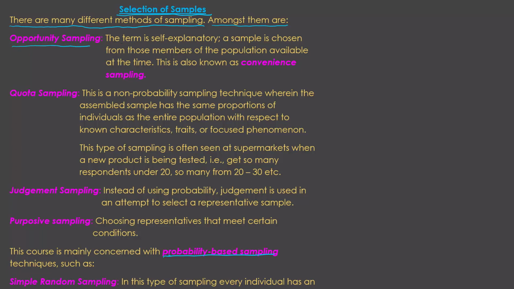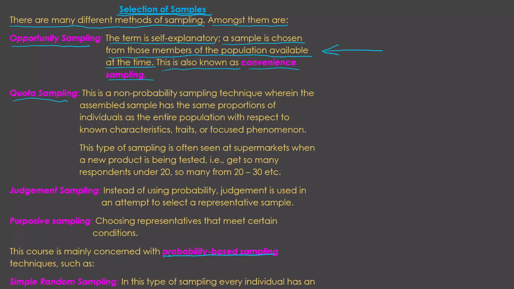Opportunity sampling. The term is self-explanatory. A sample is chosen from those members of the population available at the time. This is also known as convenience sampling. So you just sample the people that you have access to at the moment. For example, if you're doing a survey about the school canteen, you might just go to the school canteen. Or sometimes you see this type of thing with surveys being done at supermarkets, for example.